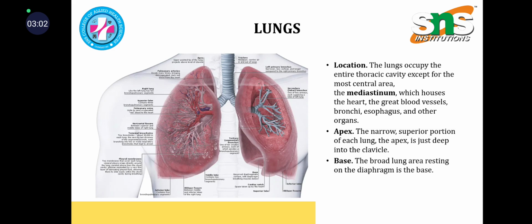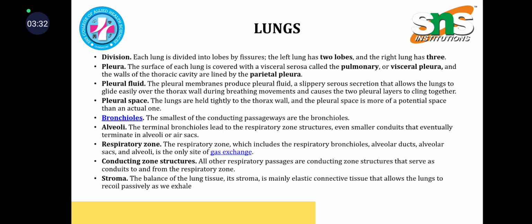Lungs. Location: the lungs occupy the entire thoracic cavity except for the most central area, the mediastinum, which houses the heart, the great blood vessels, bronchi, esophagus, and other organs. Apex: the narrow superior portion of each lung, the apex, lies just deep to the clavicle. Base: the broad lung area resting on the diaphragm is the base.